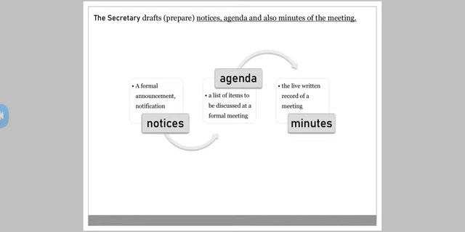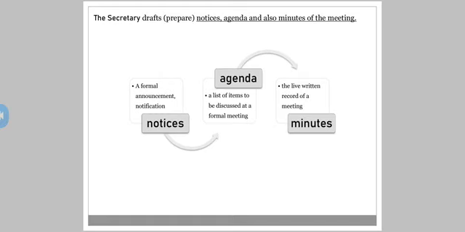Now, in relation with this meeting, there are three different important correspondence works, written work which a secretary is supposed to do. The secretary drafts. To draft means to prepare. The secretary drafts, or I can say prepares, notices, agenda, and also minutes of the meeting. Now let us try to see each of these words.